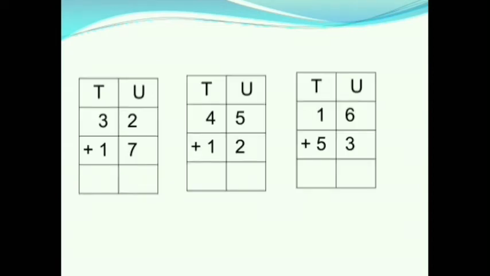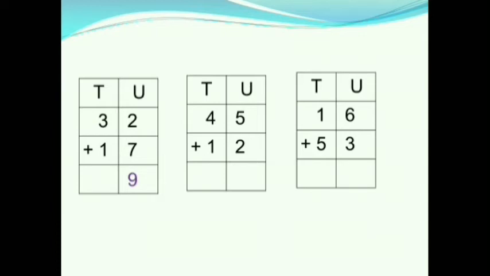Children, now we will solve another examples. In the first one, 32 plus 17. First we should add the digits in the units place. Which digits are there in the units place? The digits in the units place are 2 and 7. 2 plus 7 is equals to 9. So we will write 9 in units place.